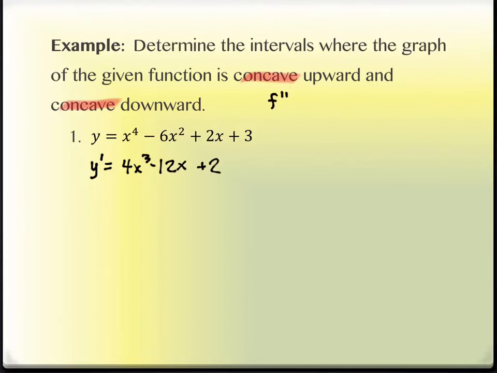Okay, everybody good with that? That works, right? Okay. But we're not asking about increasing or decreasing. If we were, we would stop here. We'd set it equal to 0. We'd make our sign chart just like in section 3.3. But we're looking at concavity now, so we need a second derivative. So we're going to do it again. So what's the derivative of 4x cubed minus 12x plus 2? Right. Very good. So we've got our second derivative.